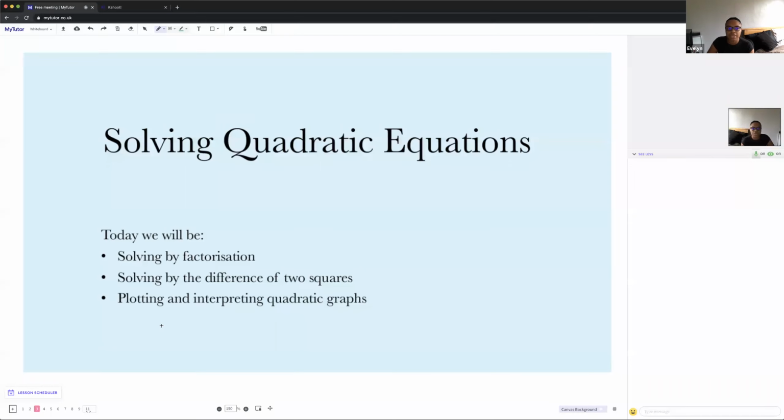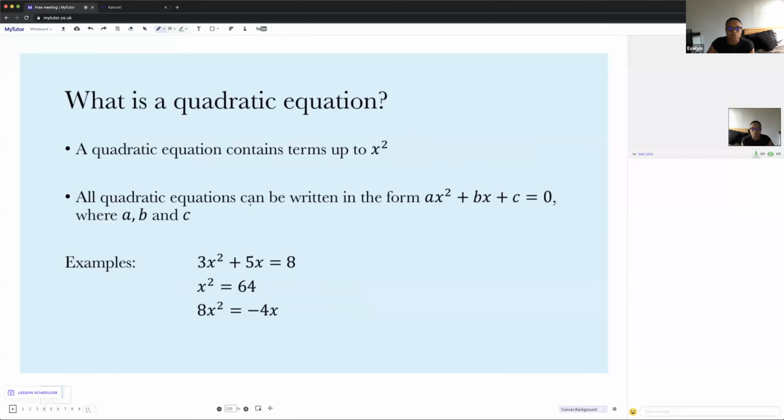Right, so what we're going to get onto now is solving quadratic equations. Now we'll be looking at solving by factorization, solving by the difference of two squares, and then we're going to have a look at plotting and interpreting quadratic graphs, and it shouldn't take too long to go through those as well. So first things first, what is a quadratic equation?